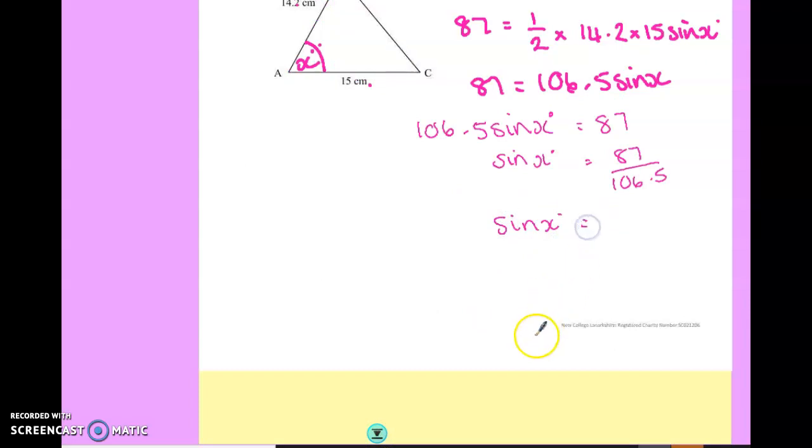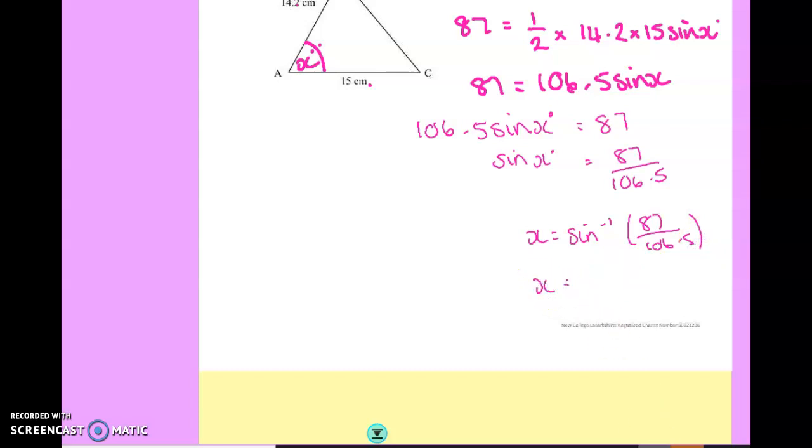Sine X is, no, didn't mean to write that, sorry. That gives me sine X. I just want X, the opposite of sine X. Check your calculator, it is inverse sine. So to get X, I want to do inverse sine of 87 over 106.5.